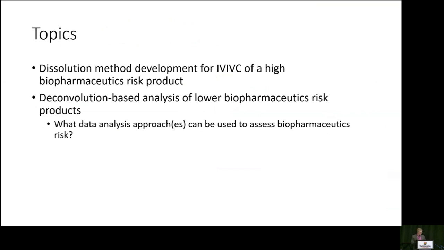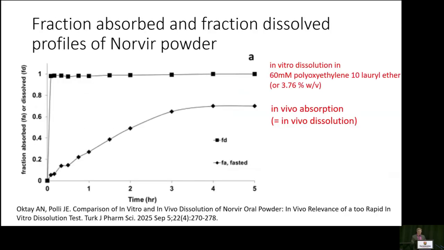What I'd like to talk about next is sort of lower risk, again emphasizing deconvolution. Again, I think you can learn a lot by plotting deconvoluted absorption profiles and dissolution. So here is fraction absorbed and fraction dissolved of Norvir, the ritonavir ASD. The upper curve is the dissolution profile, which employs a very high concentration of surfactant. And then below that is the deconvoluted absorption profile. And it starts making you wonder, is there too much surfactant in this? Is it dissolving too quickly? This sort of thing.